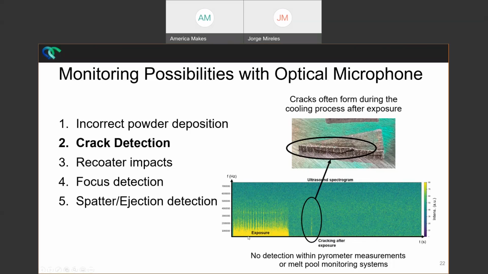So we saw the exposure and then some emission of the optical microphone after that, and we think we did correlate that back to the build. Even more interesting was that this anomaly was not detected by pyrometry or high-speed camera. We did this build with both of those options installed, and again, it wasn't detected on those. So definitely a good sign for this type of device.